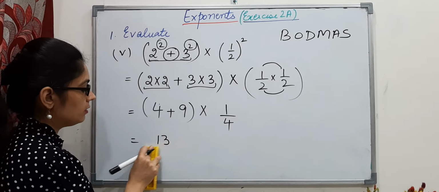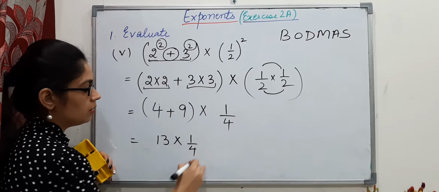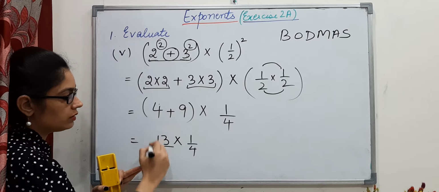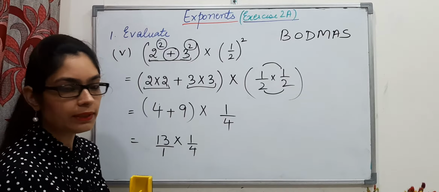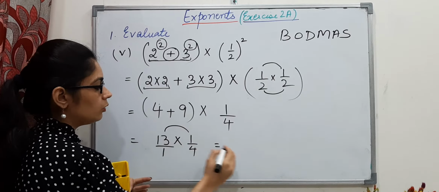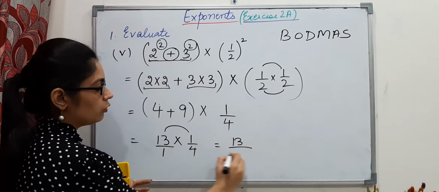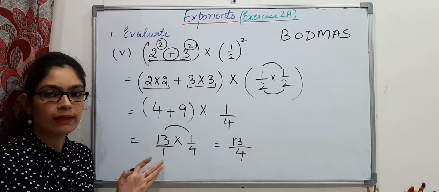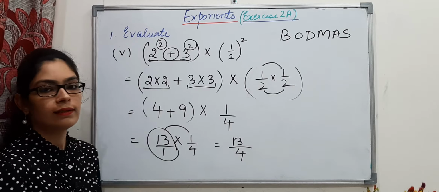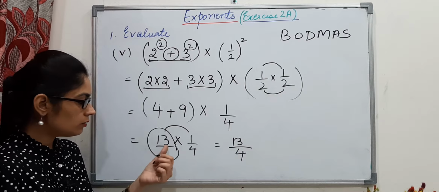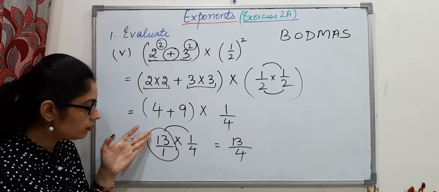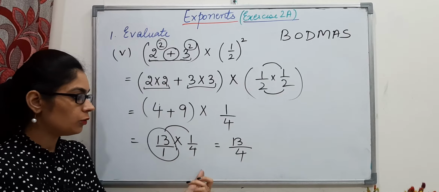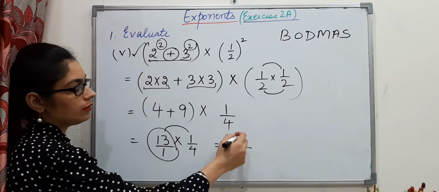So here we will not write anything, into 1 by 4. See, here you can just write 1 so that you know this is one fraction and this is one fraction. Easily you can do multiplication of two fractions. So 13 into 1 is 13, 1 into 4 is 4. See why we are writing 1, because when we write 1, it doesn't make any difference. 13 is equal to 13 by 1. So just to remove confusion, we write 13 as 13 by 1, so that we can easily do multiplication. So 13 into 1 is 13, 4 into 1 is 4. So the answer of this is 13 by 4.